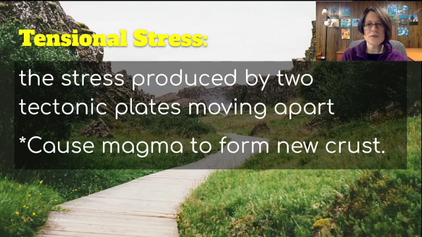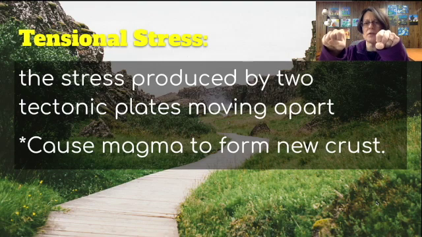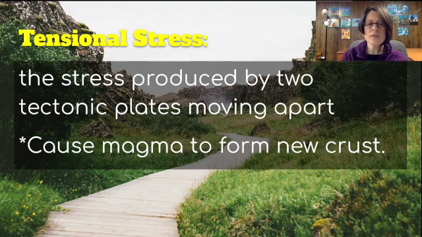So, the first type of stress I want to talk about is tensional stress. This is the stress produced by two tectonic plates moving apart. So, think of a rope. If you're pulling on a rope, you're putting tension on the rope. So, that's where they get this term from, tensional, because you're putting tension when you're pulling on something apart. And this causes magma to form new crust.